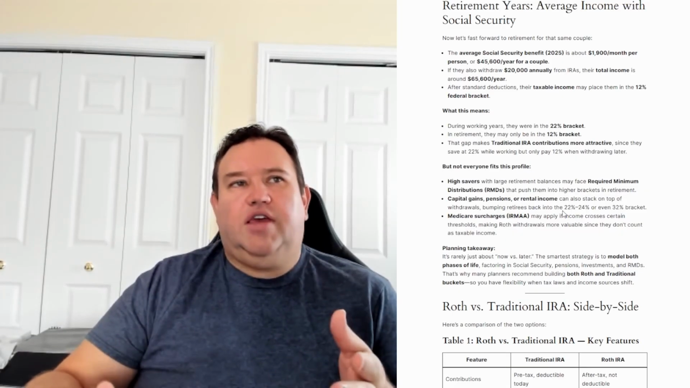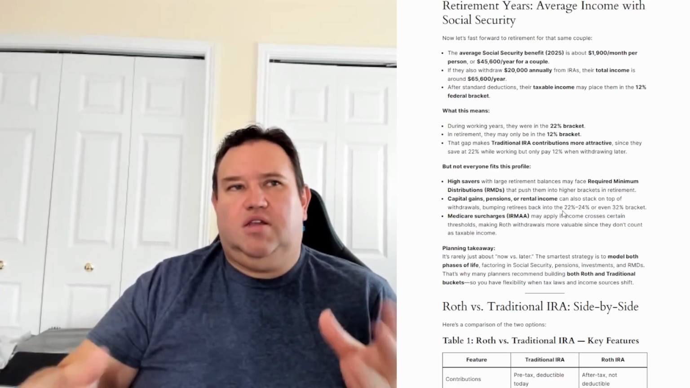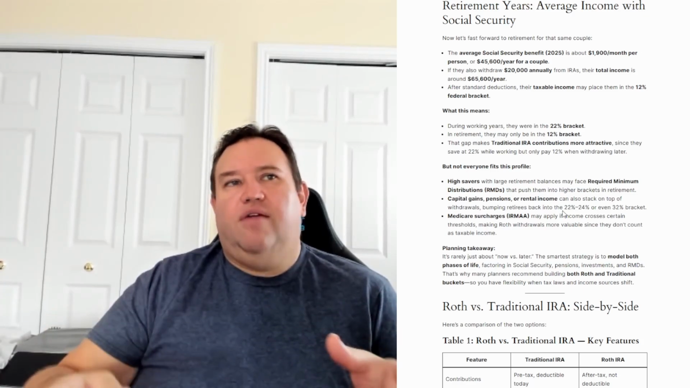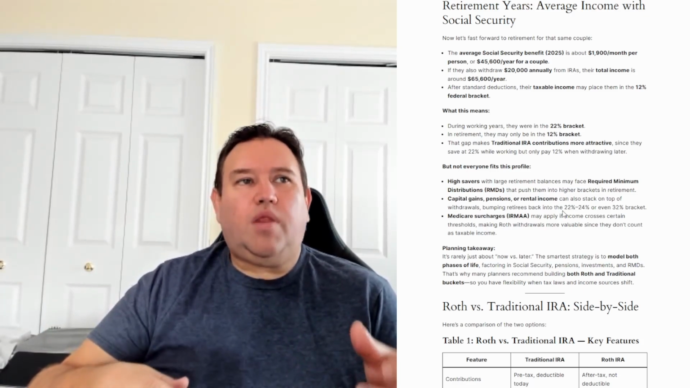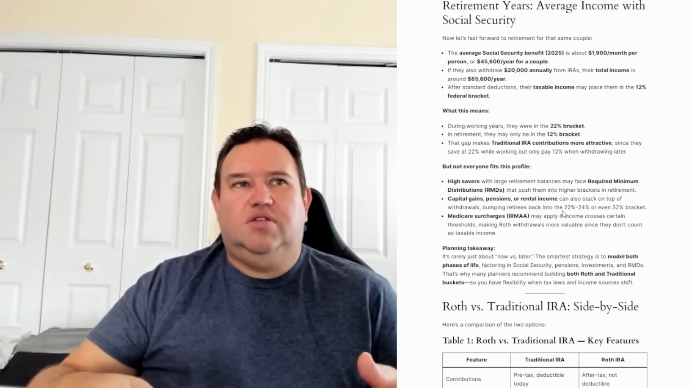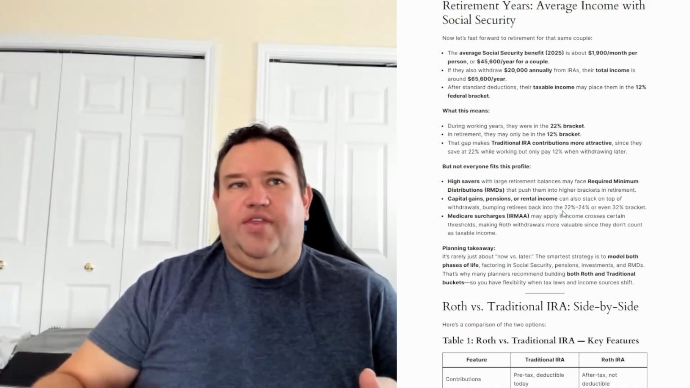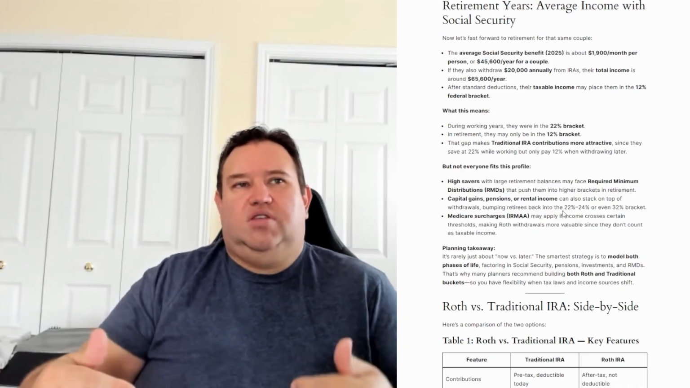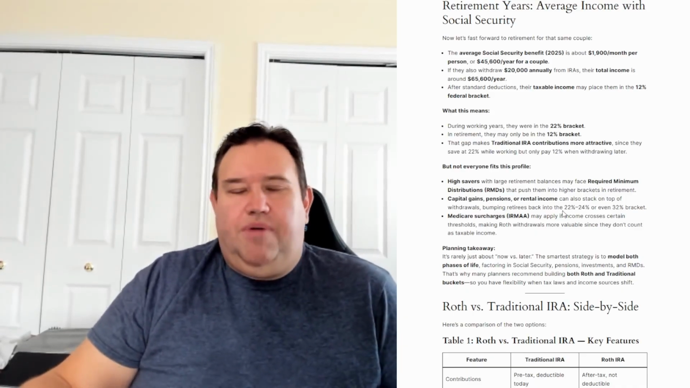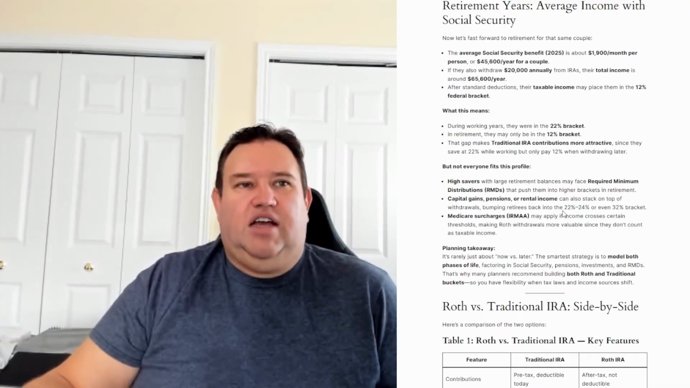Now let's take a look forward to retirement, looking at the same couple. The average Social Security benefit in 2025 is about $1,900 a month, or about $45,600 a year. If they withdraw $20,000 annually from their IRA, their total income would be about $65,000. After the standard deduction, their taxable income may place them in the 12% tax bracket.